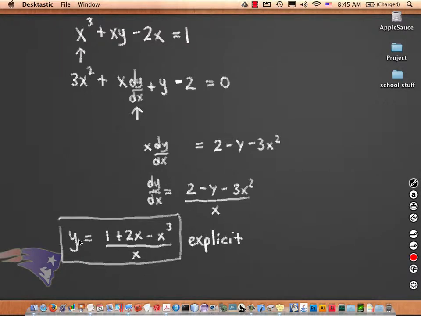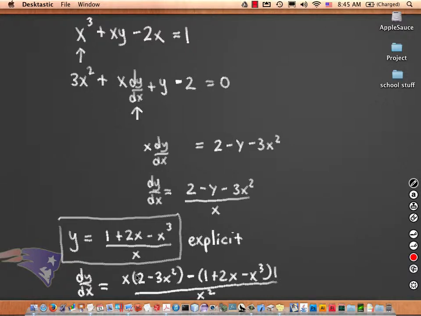All right, so Carrie, we've now got y as a function of x, so let's differentiate this. So dy/dx is, what rule are we going to use? Quotient rule, low d high. So x times 2 minus 3x squared, minus high d low, which is 1, all over x squared. Okay, let's start distributing, because we're mad distributors in here. 2x minus 3x cubed minus 1 minus 2x, so the 2x goes away, plus x cubed, all over x squared.